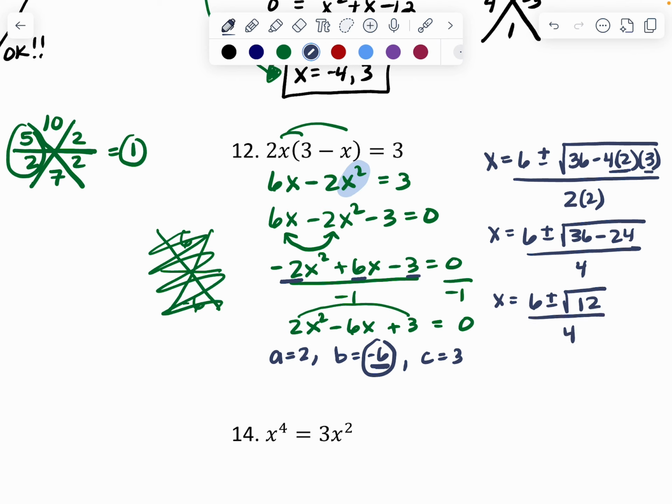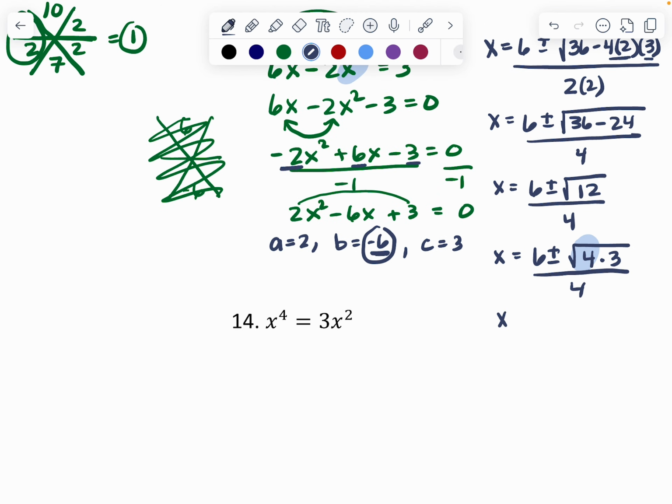And you guys, that's a really good answer, but you can simplify this more. Remember, you can break down square root of 12. 12 is really 4 times 3, right? And then we know that the square root of 4 is really 2. So I can rewrite this as x equals 6 plus or minus 2 rad 3 all over 4. That's the even better answer.